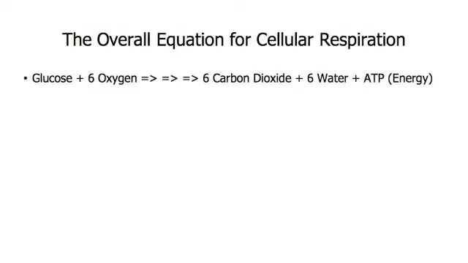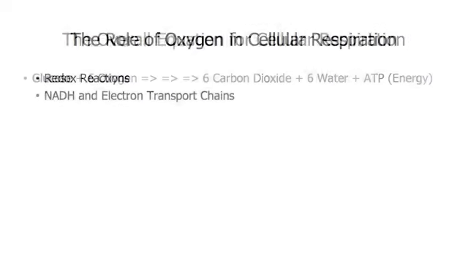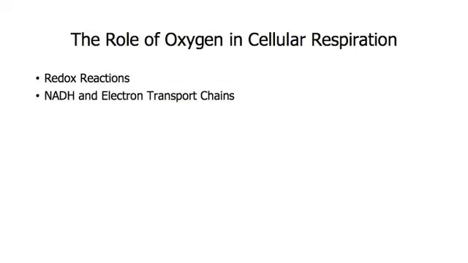Notice that cellular respiration also transfers hydrogen atoms from glucose to oxygen, forming water. That hydrogen transfer turns out to be key as to why oxygen is so vital in the harvest of energy during cellular respiration. Oxygen is what we call the final electron acceptor. And that brings us to the role of oxygen in cellular respiration.